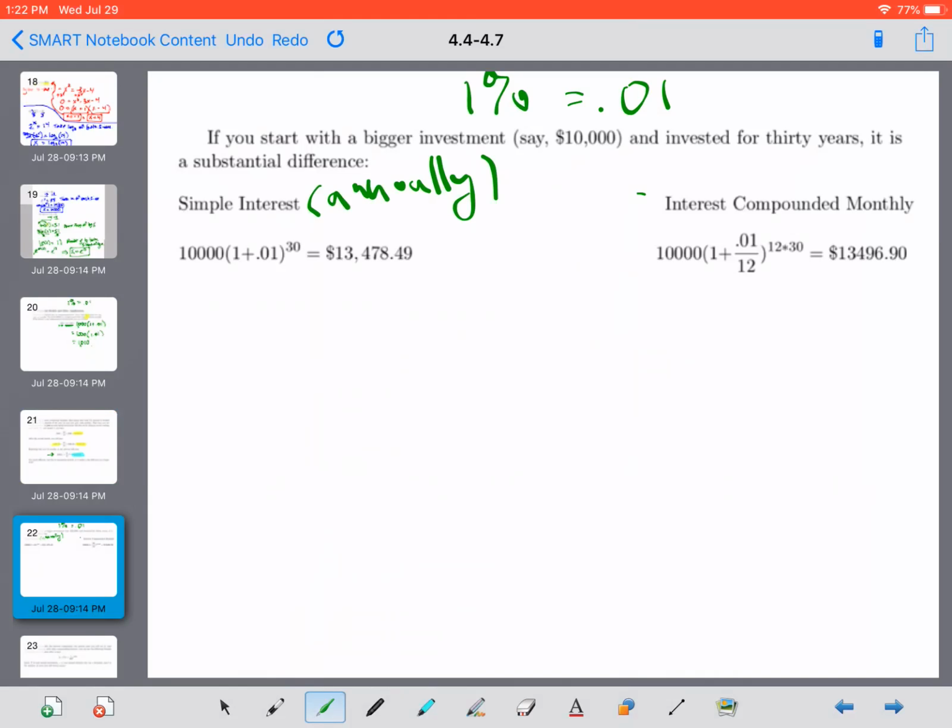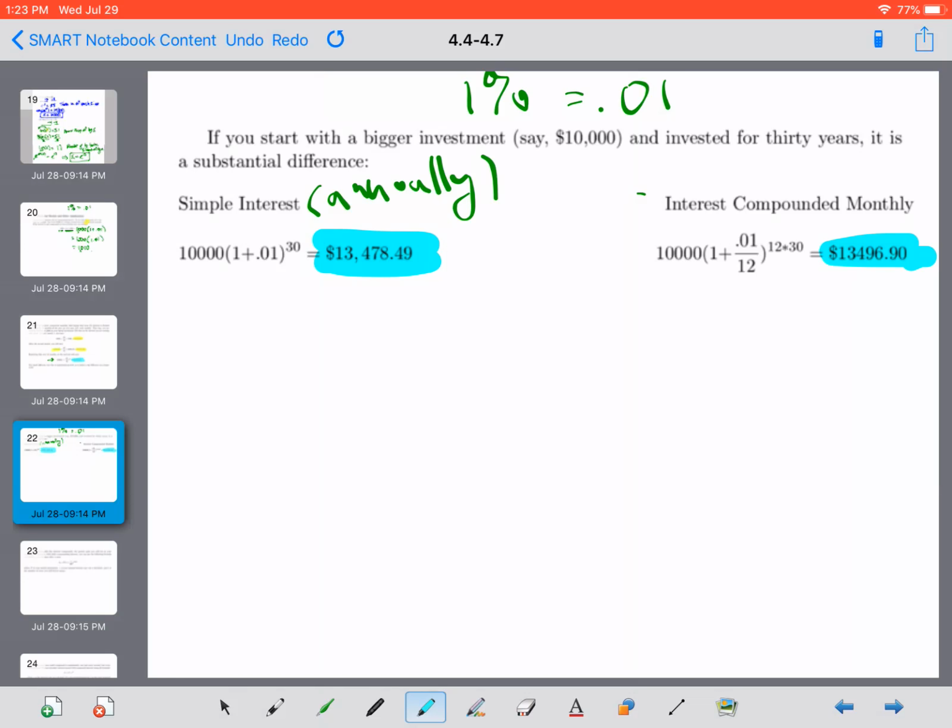your interest rate divided by 12 months, raised instead of just to the 30th power, raised to the 12 times 30th power, because there's 12 times 30 months over the course of those 30 years. And so in this case, you're going to earn $13,496.90. So in this scenario, you end up earning an extra almost $20 over the course of these 30 years. And again, that doesn't seem like a huge difference, but given the fact that it's the exact same initial investment and the exact same interest rate, you can see why it does actually make a difference how often this interest is compounding.